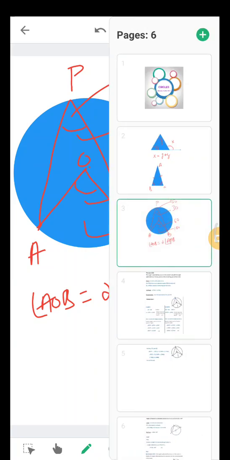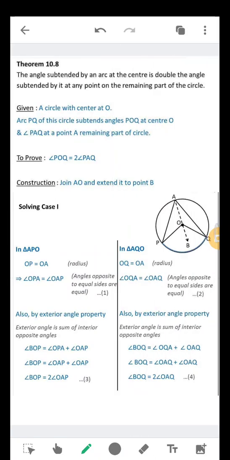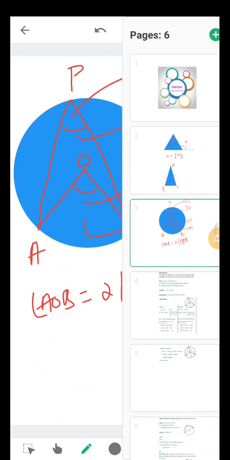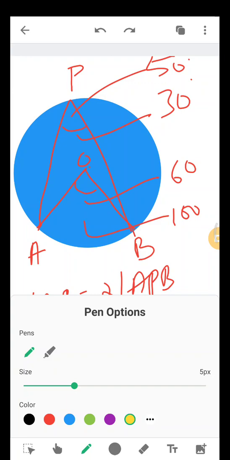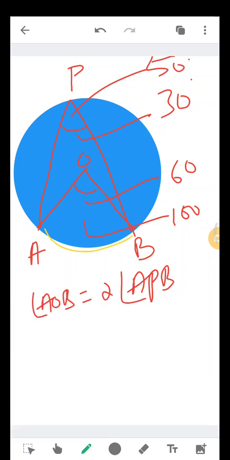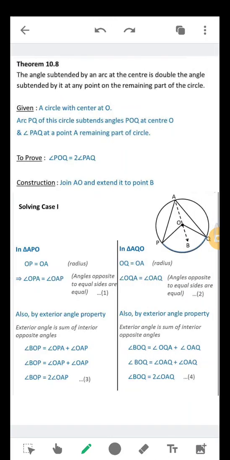Let's quickly go to the theorem now. The theorem says that the angle subtended by an arc at the center is double the angle subtended by it at any point on the remaining part of the circle. This is the arc here. The angle subtended by this arc at the center is double the angle subtended by it in the remaining part of the circle. So let's start doing the theorem now.